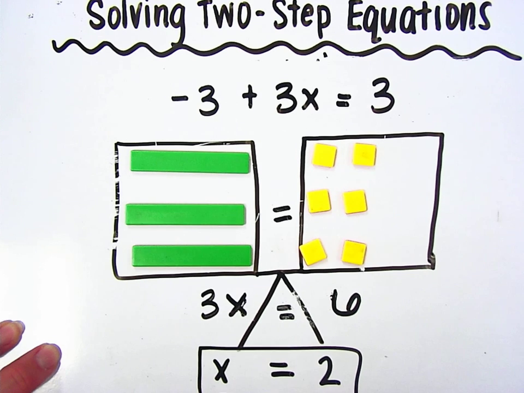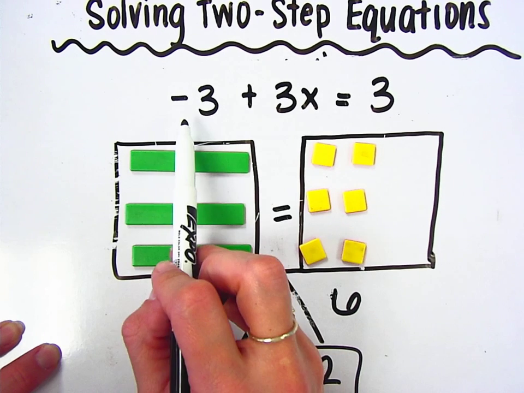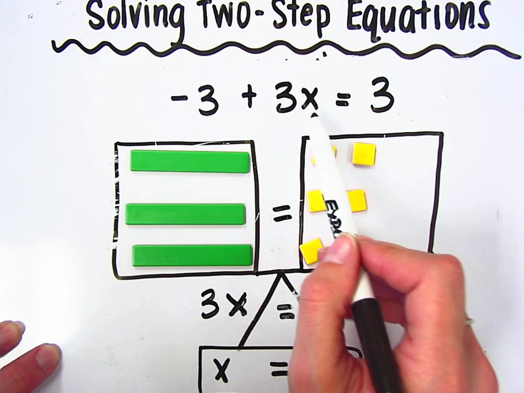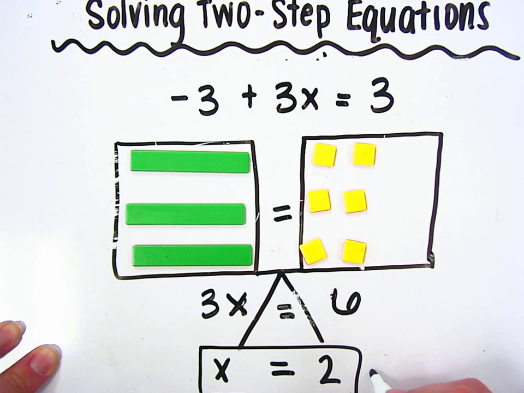Again, we can check our answer. -3 plus 3 times 2 should equal 3. 3 times 2 is 6, plus -3 does in fact equal 3.